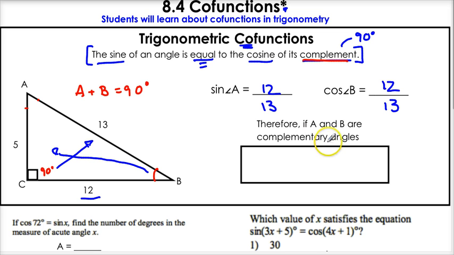So therefore, and here's the key thing right here, if A and B are complementary angles, I know the sine of A is equal to the cosine of B. See what I did here? The sine of A is equal to the cosine of B if A and B are complementary. That might be a little confusing, but actually it's not. If A and B are complementary, sine of A is equal to cosine of B. And that's really today's lesson.